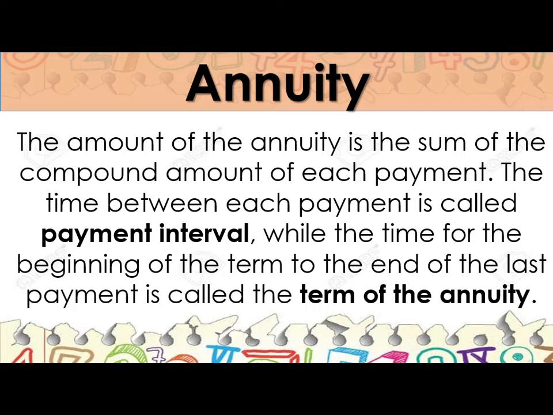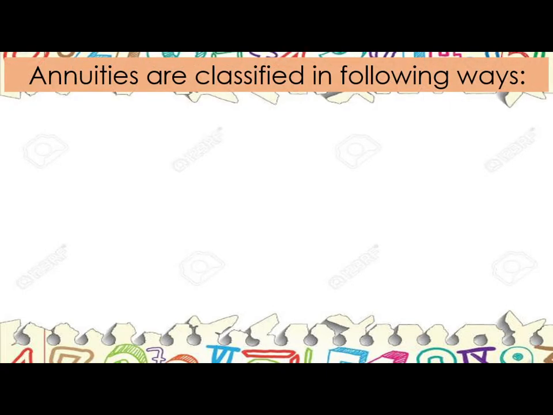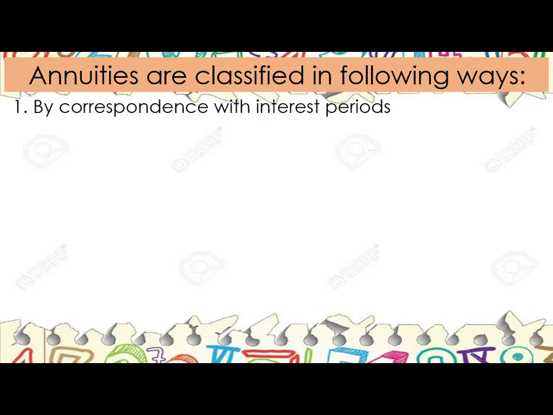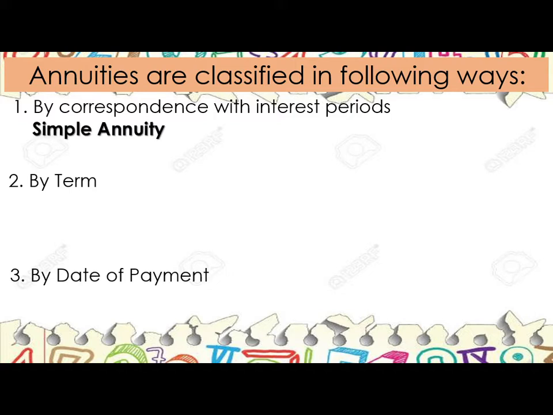In addition, annuities are classified in the following ways. Number one, by correspondence with the interest periods. Number two is through the term. Number three is about the date of payment. With these three classifications, you have to consider things. For interest periods, you have to consider simple annuity and also general annuity.